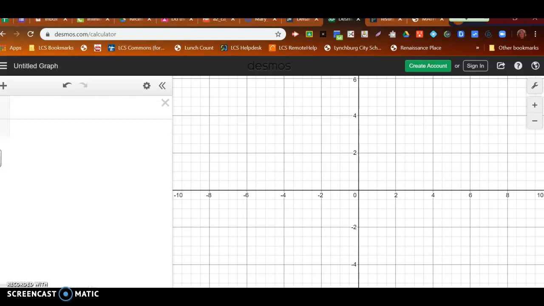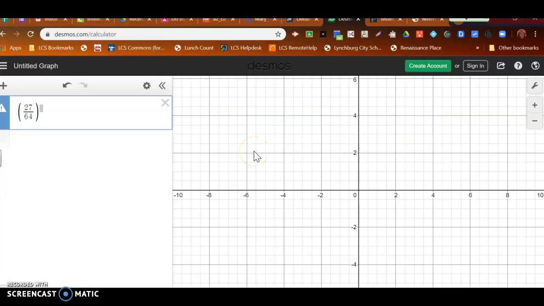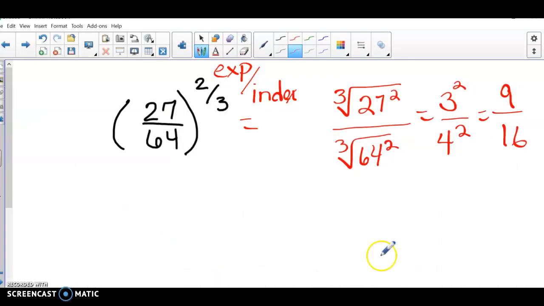If you plug it into Desmos, we can plug it directly exactly as we had it. So it was 27 divided by 64. And then we had that all raised to the 2/3 power. Go over here, find your fraction, 9/16. Same thing that we got when we worked it out.